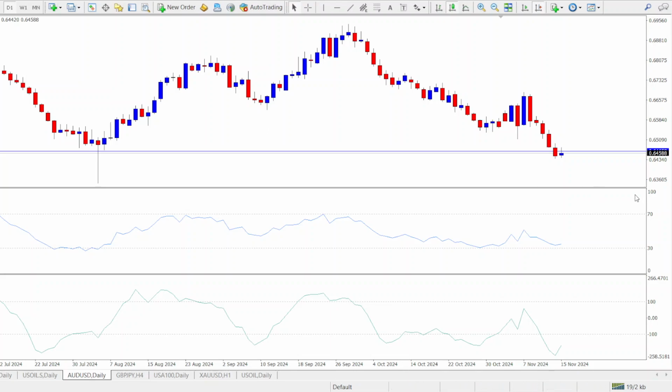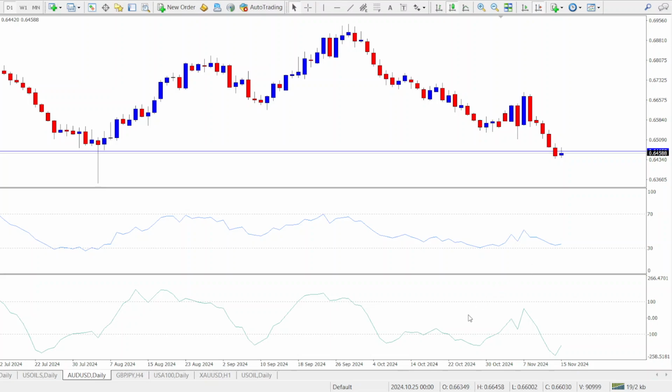So let us get started with a quick overview of the two indicators which we are going to be combining, which are the RSI and the CCI. Now, the RSI is one of the most popular momentum indicators out there. It measures the strength and the speed of price movement and is primarily used to identify overbought and oversold conditions. Typically, an RSI above 70 indicates an overbought market, while below 30 suggests an oversold market. This makes it a fantastic tool for spotting potential reversals.